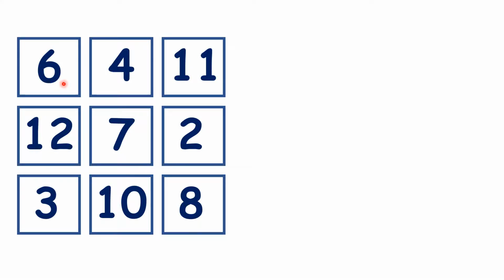Now we know that with magic squares, the rows, columns, and diagonals all add up to the same total. But here's a trick with magic squares that you might not have noticed. Let's look at this middle row. Notice that one number is larger than the middle number, one number is smaller. 12 is 5 more than 7, and 2 is 5 less.